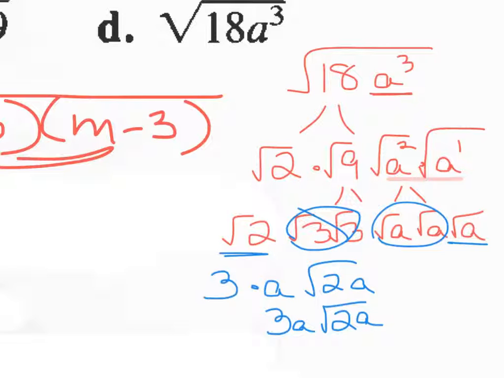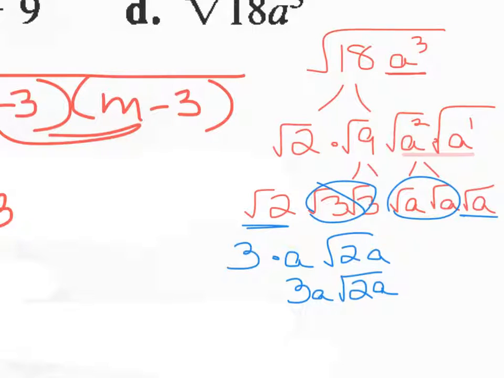So the other way to do it is to break down the 18. And if you want to leave the a squared and the a and not break it into a bunch of little a's, take the even exponent, divide it by 2. So that would become 2 divided by 2 is 1. And then this one stays underneath.